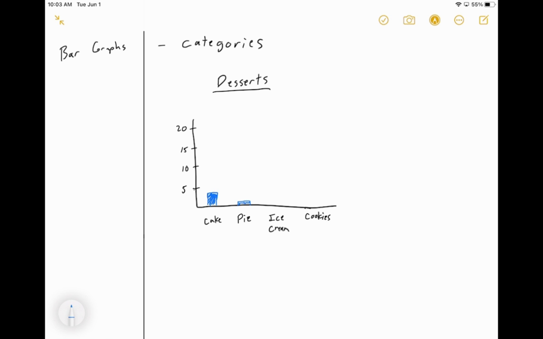For ice cream, I had 20 people. A lot of people like ice cream. Okay, just kind of shade it in here so it's easier to see. You could always play around with different colors and things like that. And cookies, I had 5 people.